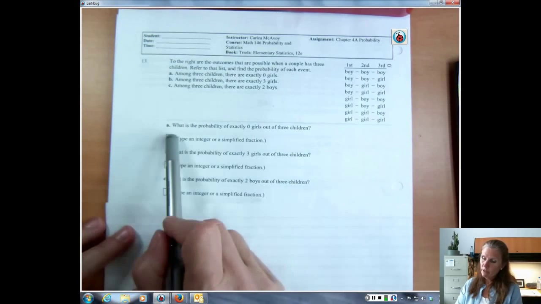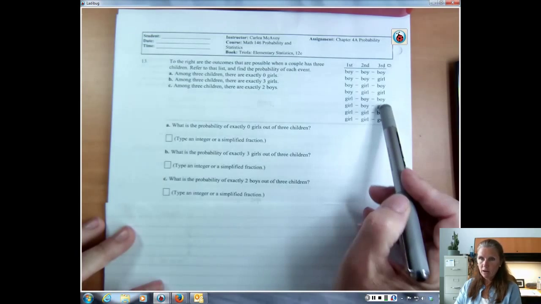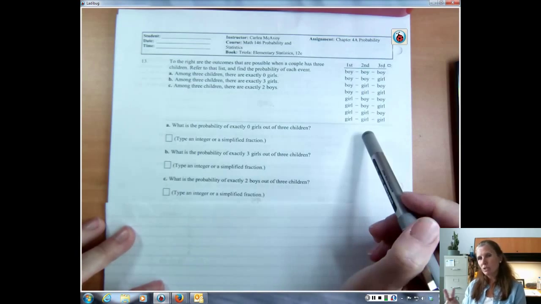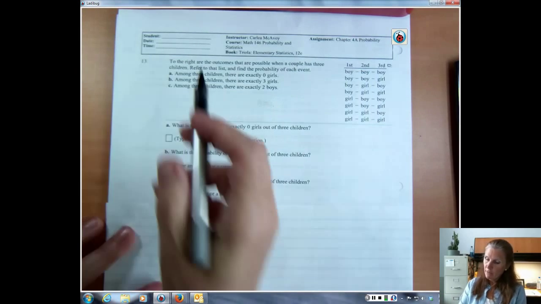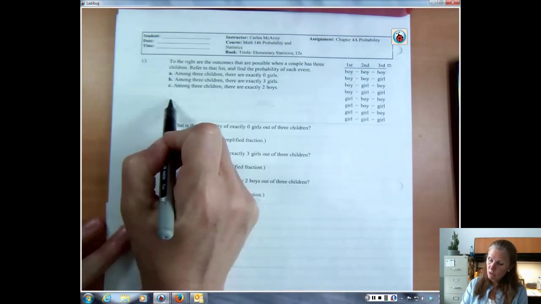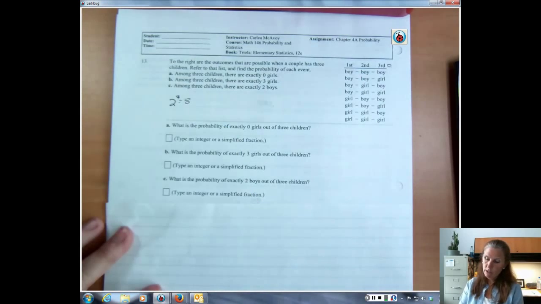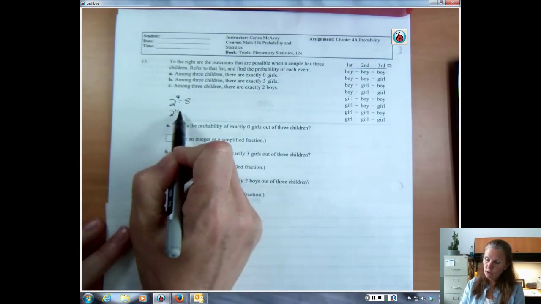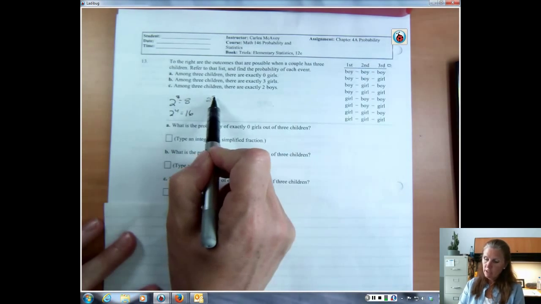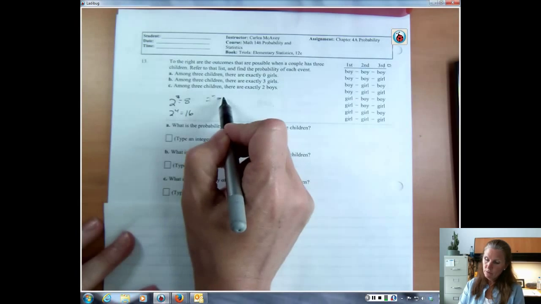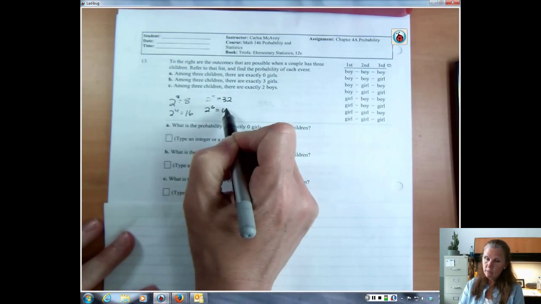What is the probability? Okay, so how many outcomes are there? There's 1, 2, 3, 4, 5, 6, 7, 8 outcomes. It turns out when there's only 2 possible outcomes, like having a boy or a girl, and you're doing it 3 times, it'd be 2 to the 3rd. That tells us what our sample space is going to be, 8. If you had 4 kids, it's 2 to the 4th, or 16 possible outcomes. If you had 5, it's 32 outcomes, and if you had 6 kids, you'd have 64 outcomes.